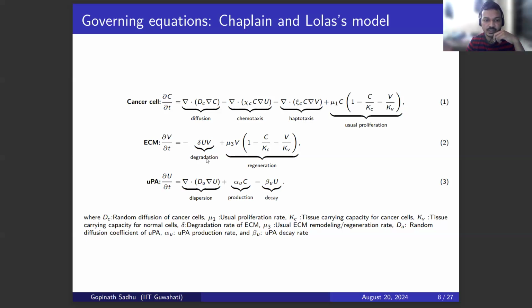the ECM density equation, we can see that there is a degradation term, and the degradation is happening due to UPA, and also the ECM is regenerated. And for UPA concentration, they have considered UPA diffusion, and it is produced by the tumor cell only, the cancer cell only, and they have considered natural decay. So we just extended their model by incorporating dead cells and inosine, where the concentration is inosine.